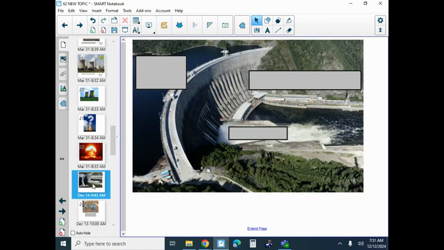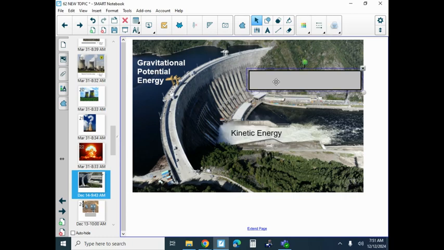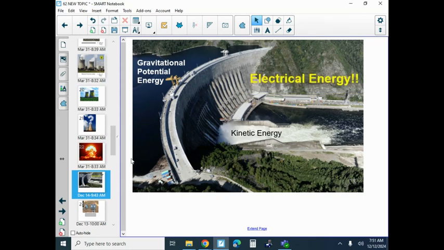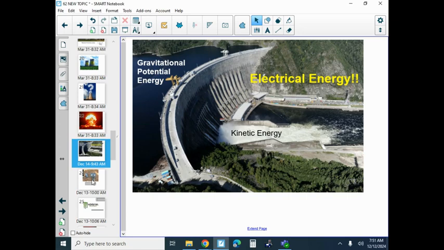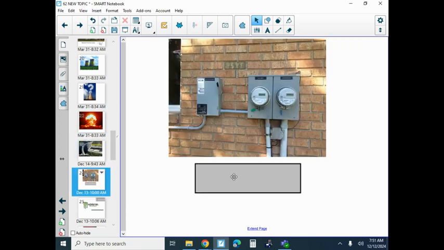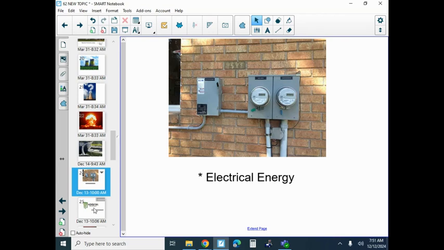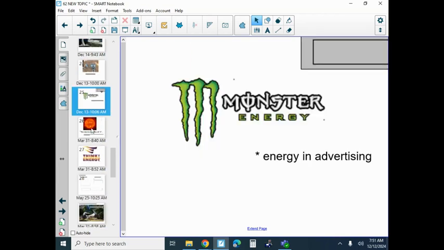Here we can really analyze where we have water that's up high, and so it has gravitational potential energy, and then it of course comes out as kinetic energy and gets converted to electrical potential energy, or just electric energy. And then of course you've got your electrical energy coming into the house. You've got the different form of energy, obviously, here.